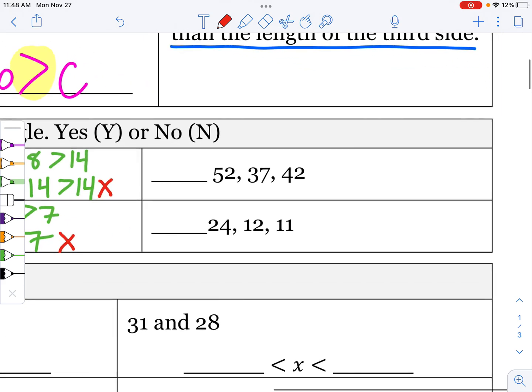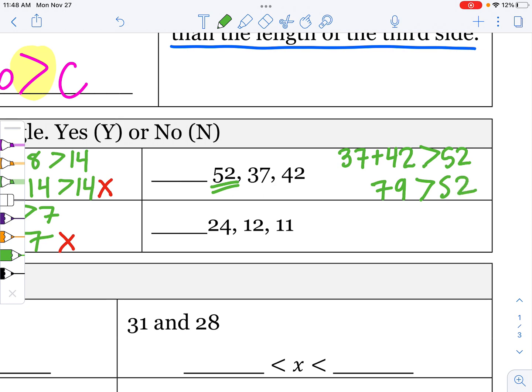At this point, I want you to pause the video and see how you do on these. Try them on your own and then click play and see how you did. So what is my largest piece? I always look for my largest piece first. So do 37 and 42 add up to greater than 52? That is going to be 79. So 79 is in fact more than 52. So that's going to be a green check mark, which means yes, these can form a triangle.